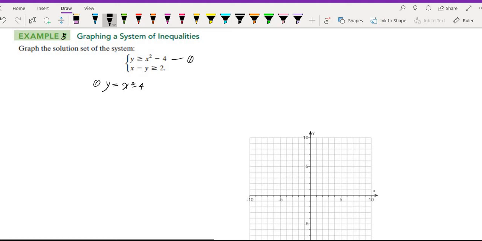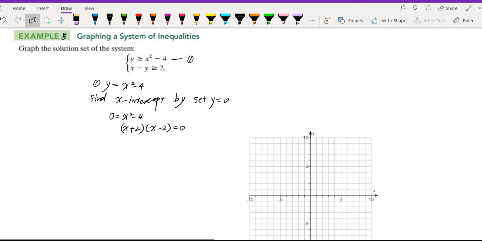However, when you look at this, it's just a parabola. If we're going to find the x-intercept, we're going to set y to 0. That will be 0 equal to x squared minus 4. Then we can solve this. That will be x plus 2 times x minus 2 equals 0. We just move the 0 to the other side. Then we're going to find x equal to negative 2 or x equal to 2. So my x-intercepts are just going to be negative 2, 0, and 2, 0. Okay, that is my x-intercept.